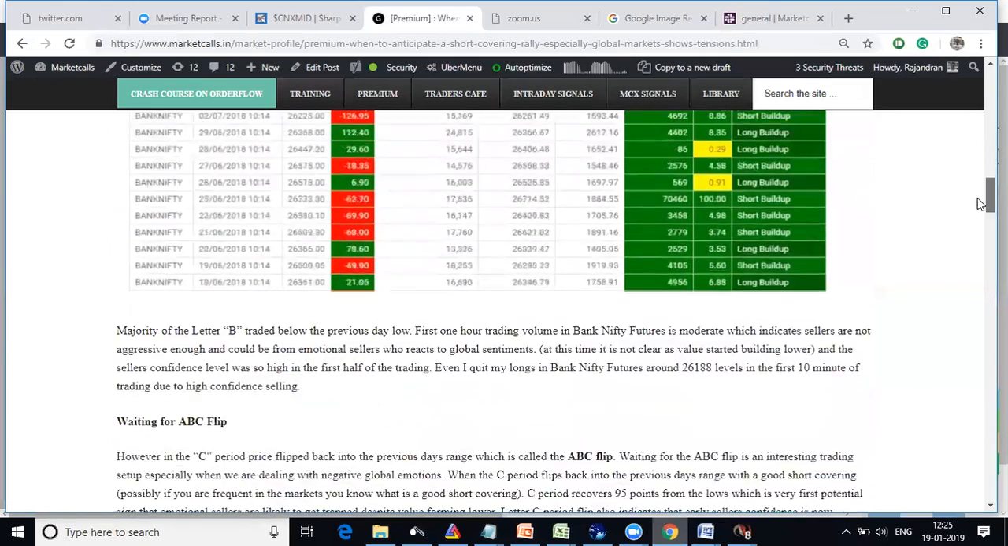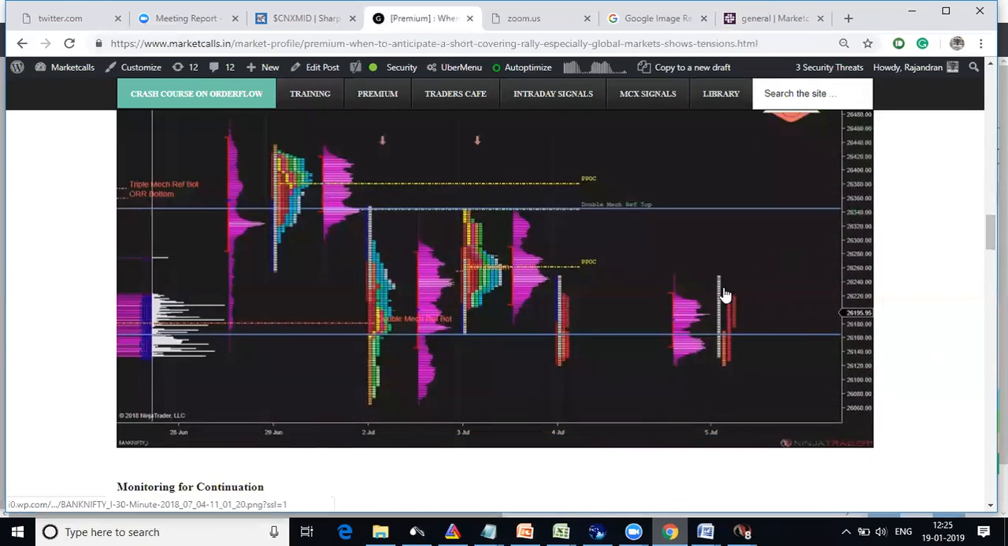And price started going like this. So this is how the ABC flip looks. We opened, we took a drive down. We took the previous day low, and B period also took the low, and C period got a flip. The flip looks something like this.